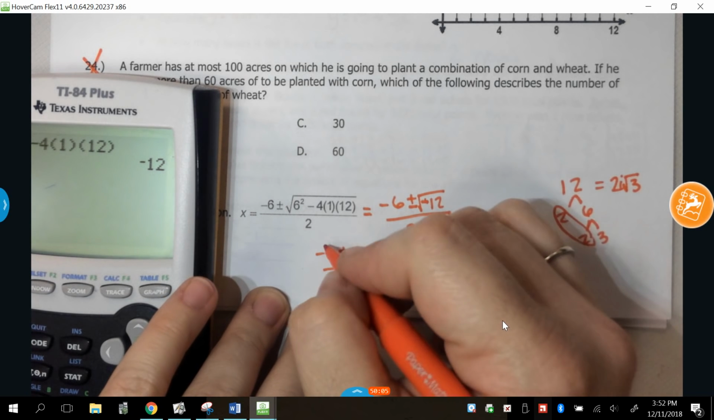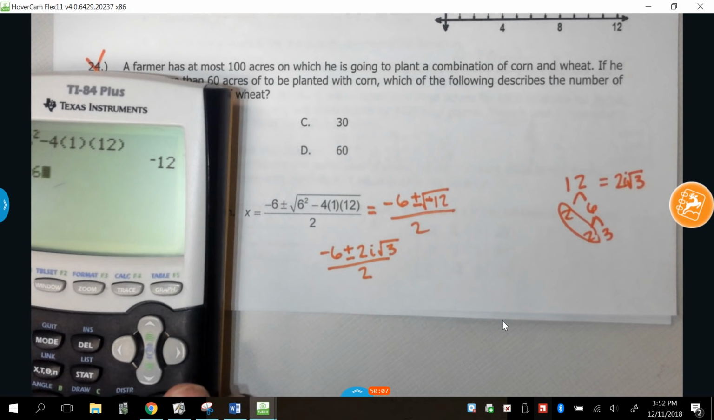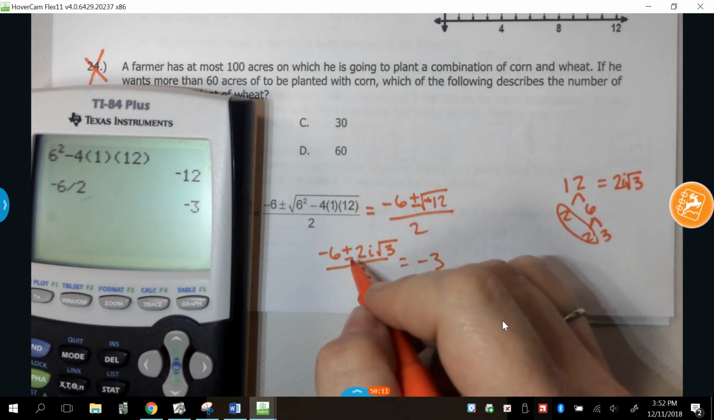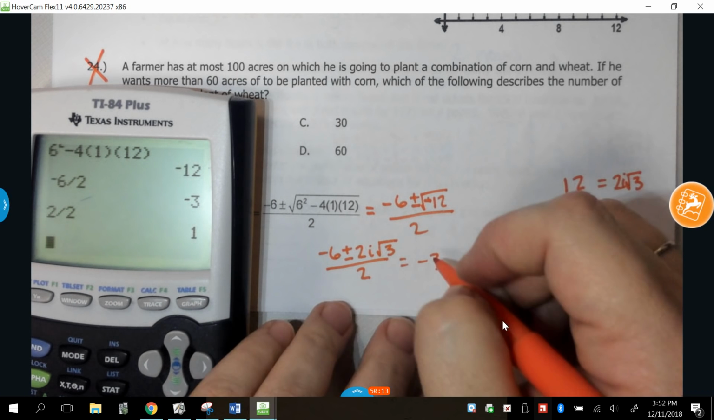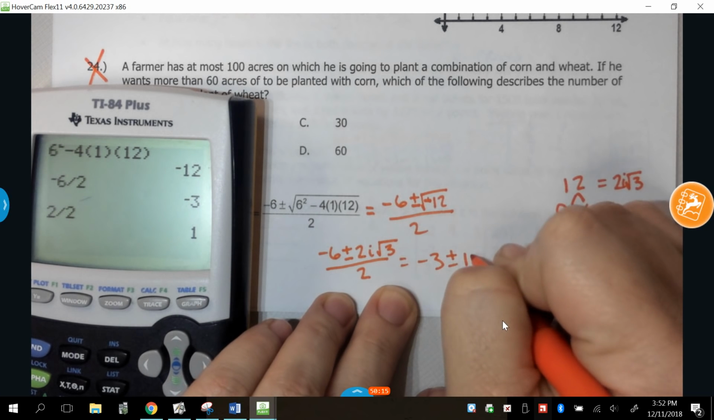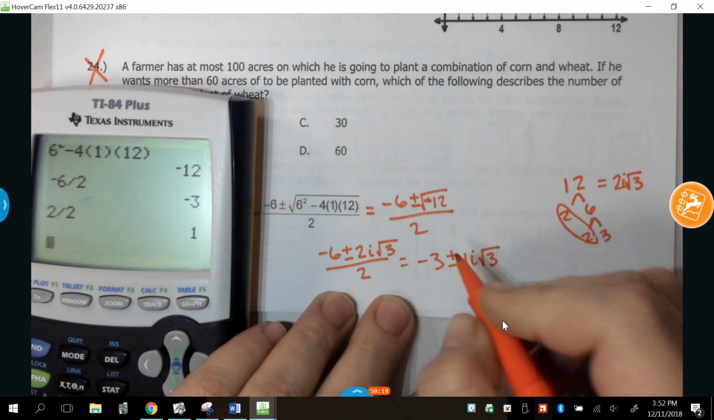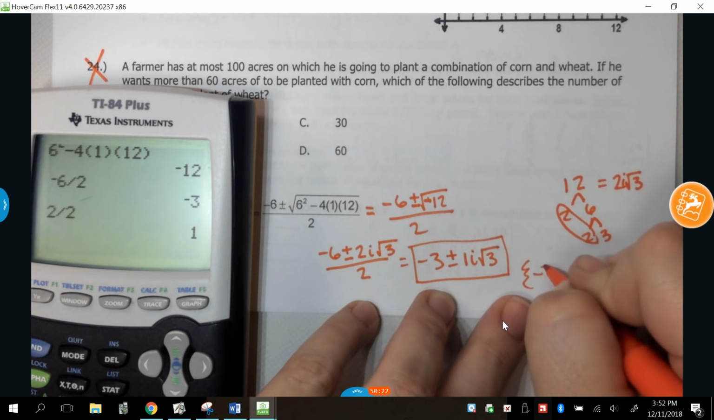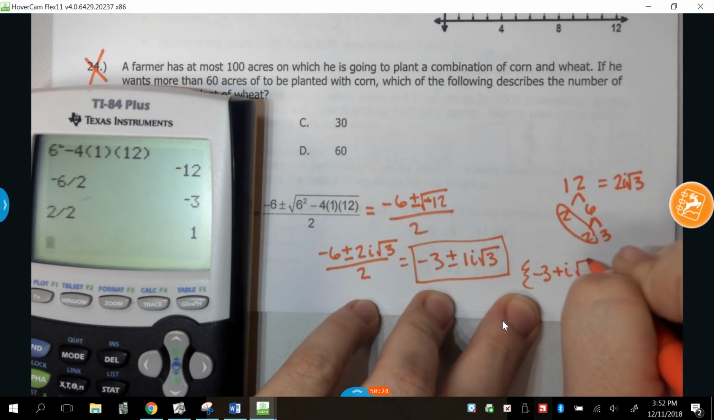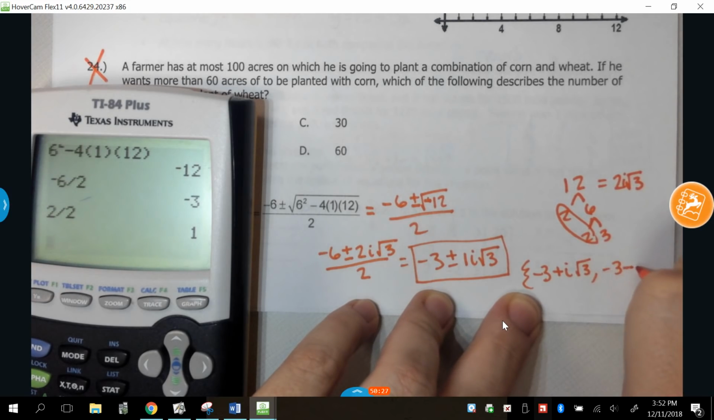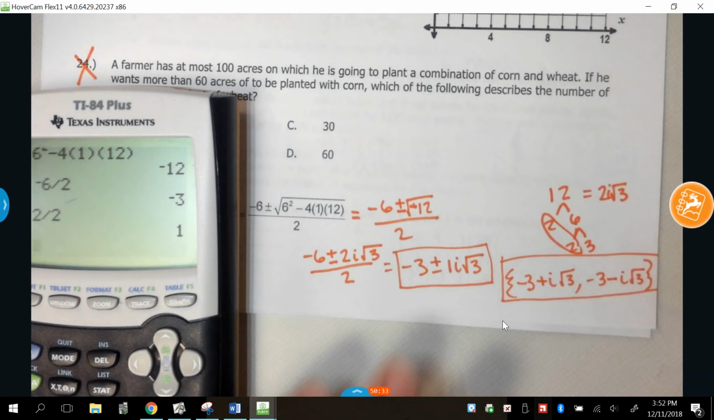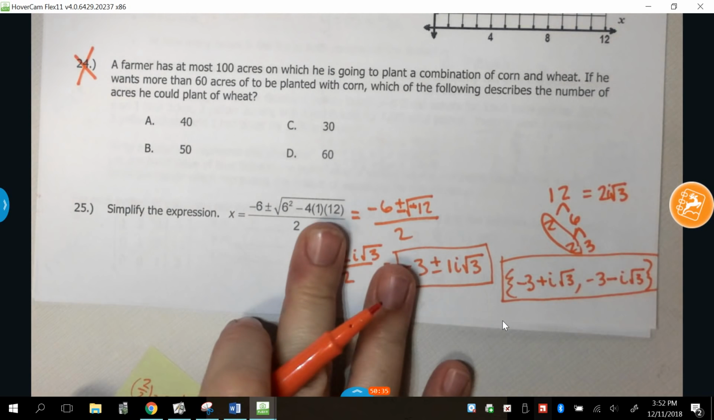They can simplify. Negative 6 divided by 2 is negative 3. 2 divided by 2 is 1. So plus or minus 1i square root 3. Which you can also separate and get negative 3 plus i square root 3, negative 3 minus i square root 3. Because the 1 doesn't need to be there, because we know that's at least 1i. Okay? All right.